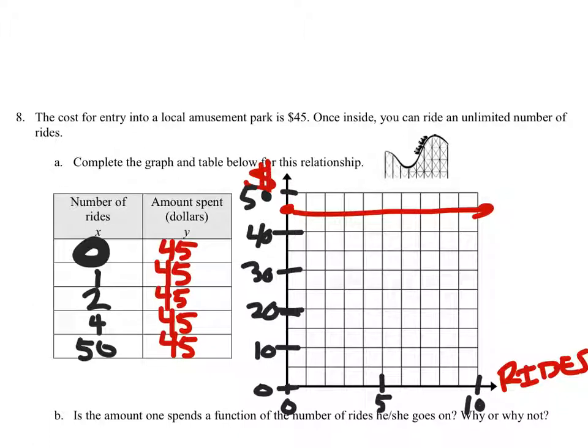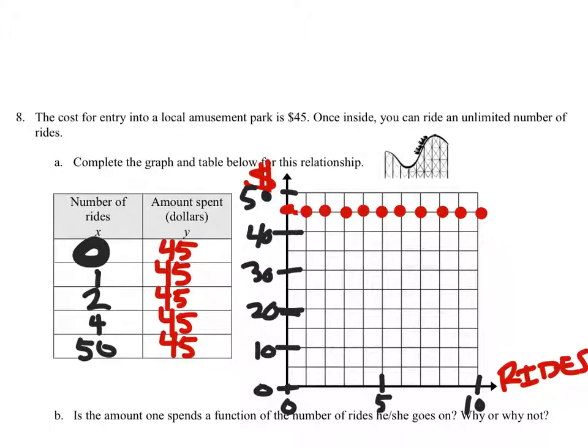But if we look at this, can you go on half a ride? No. So as it turns out, this one would be discrete. You still went on a ride, though. So it'd be all these points, right? But why is it 0 rides for $45? Oh yeah, because you got to pay money to go into the park. So the graph should look like this. You can't connect the points because you can't go on half a ride.